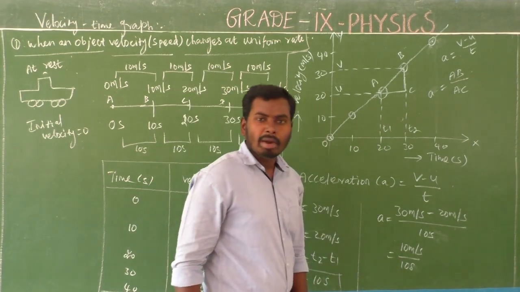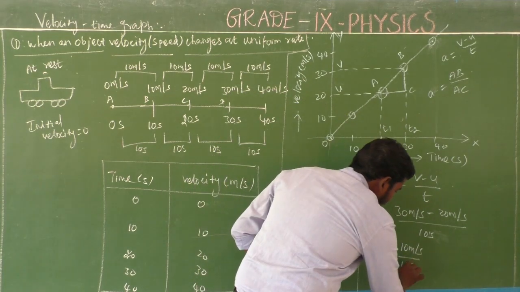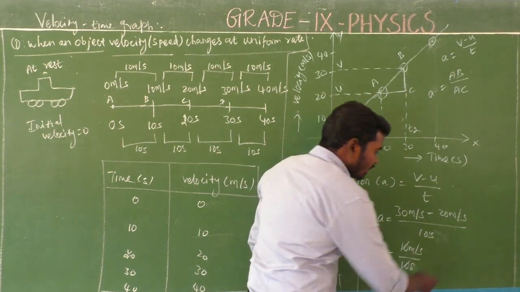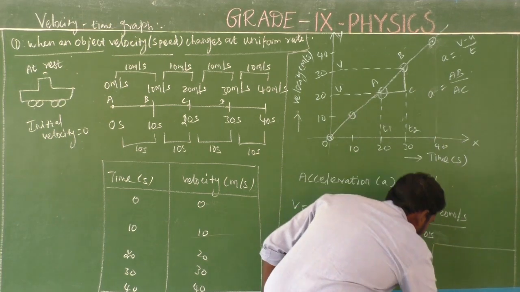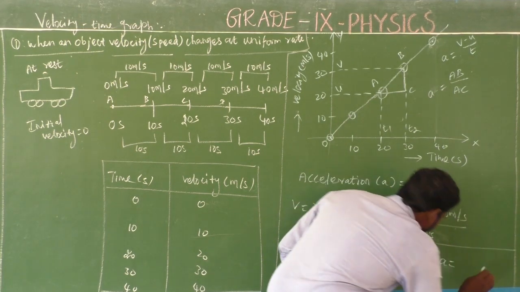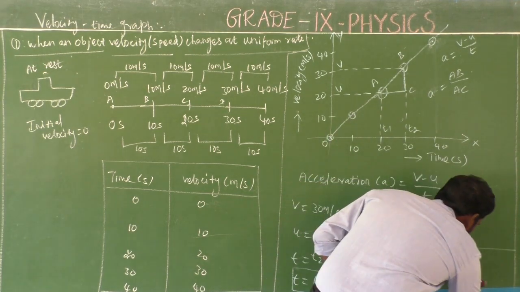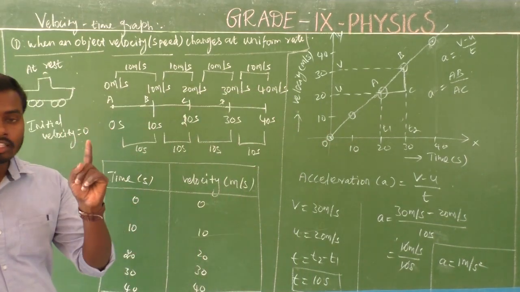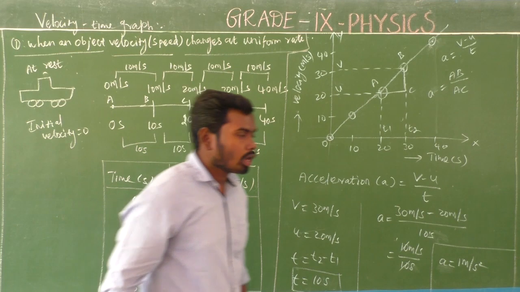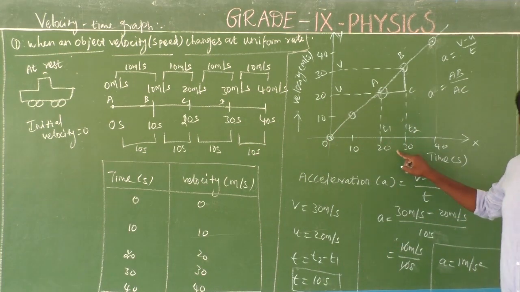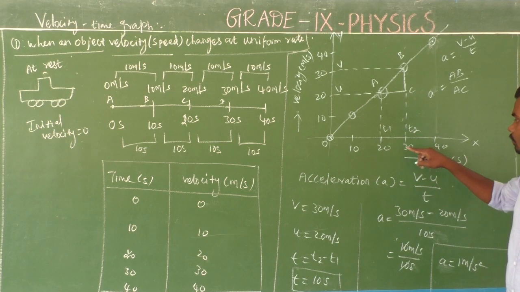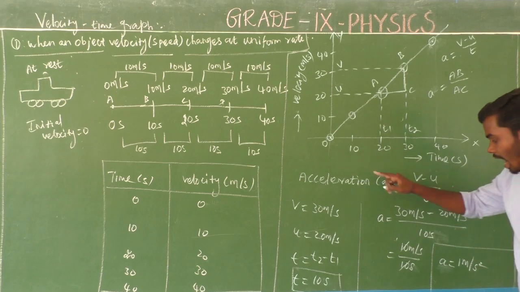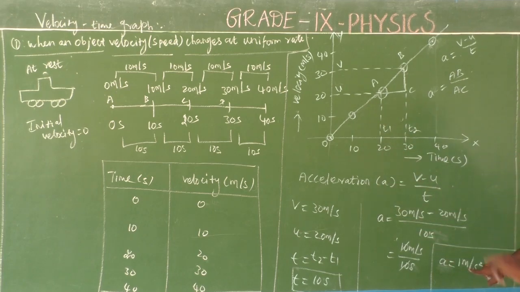Yes. So 10 divided by 10 is equal to 1. Am I right? So what is the acceleration? Acceleration is equal to 1 meter per second square. Acceleration of the object, how much? 1 meter per second square. Look at here. During the time interval of 20 second and 30 second, the acceleration of the object is 1 meter per second square.